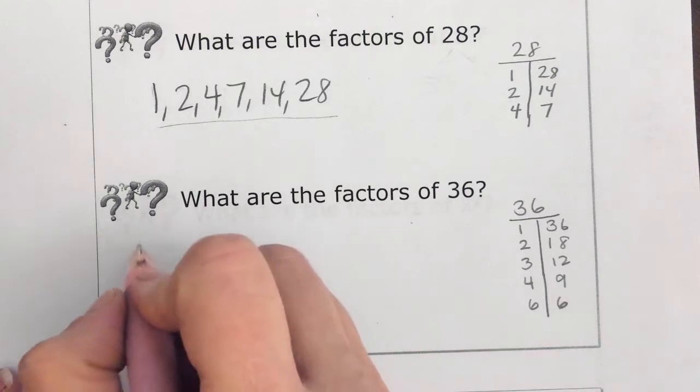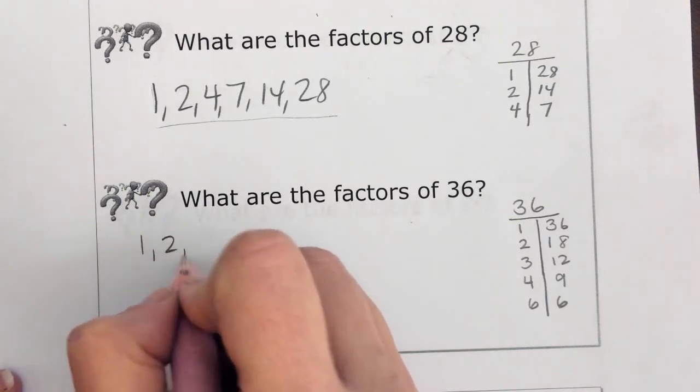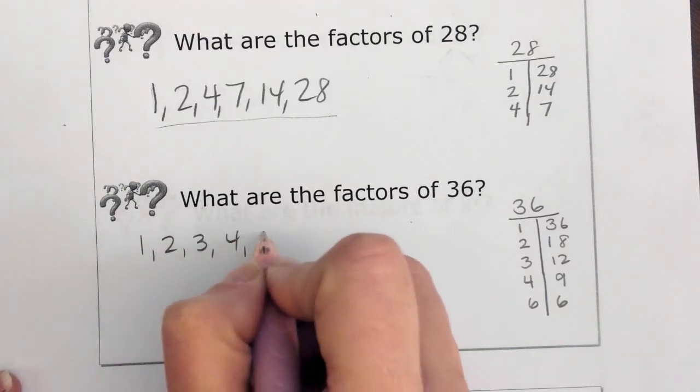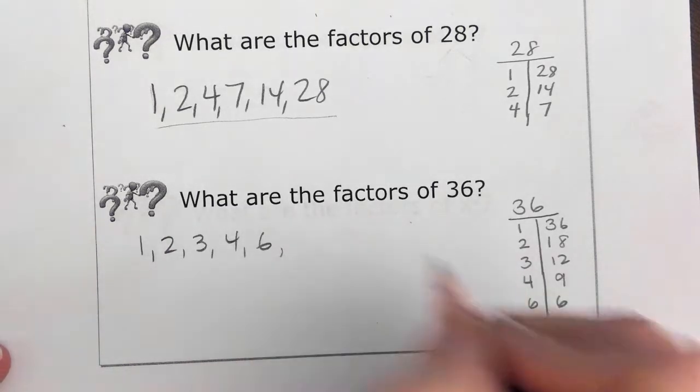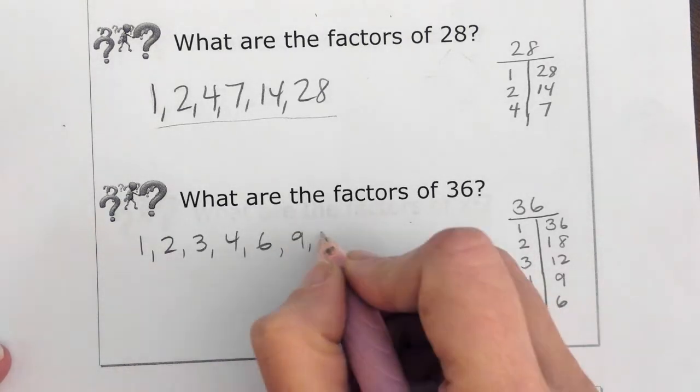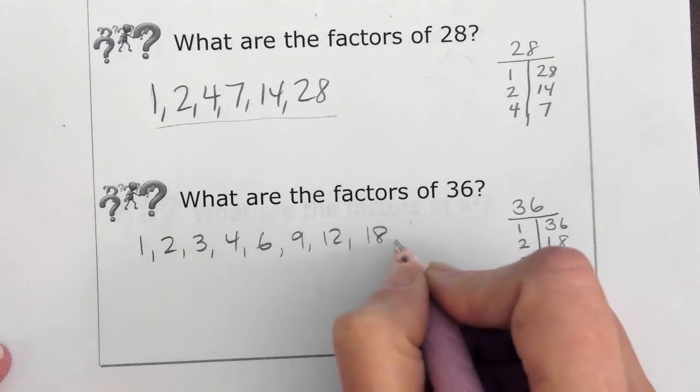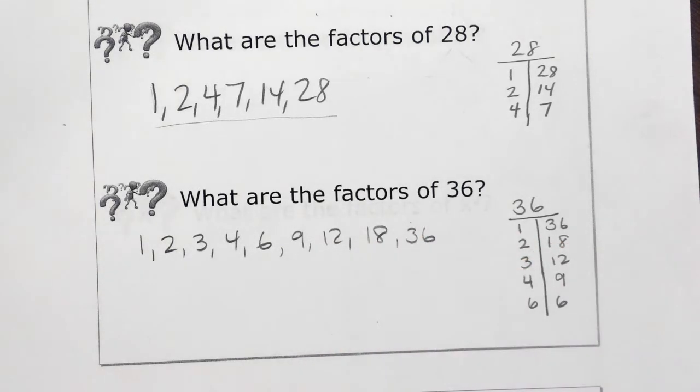So when I list out the factors, I'll have 1, 2, 3, 4, 6. Now, I don't need to list 6 again because 6 is already a factor. If I list it twice, I don't need to list it twice. So I'm not going to list it again. And then I have 9, 12, 18, 36. Those are my factors of 36.